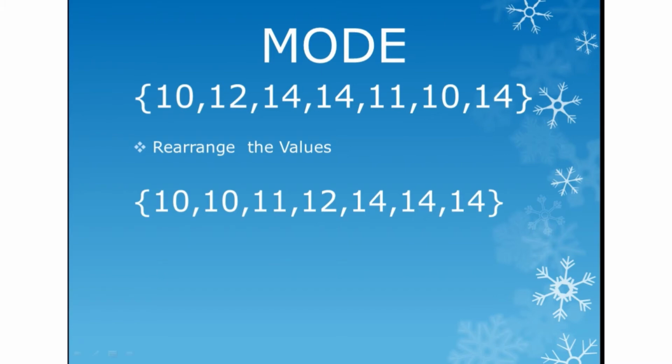In this data set, you realize that 10 occurs twice and 14 occurs 3 times. But we want the value that occurs the most. Thus, 14 is the value that occurs the most. So the mode for this data set is 14.